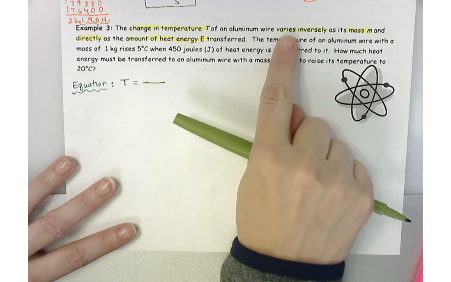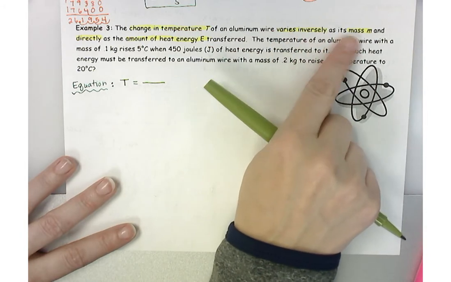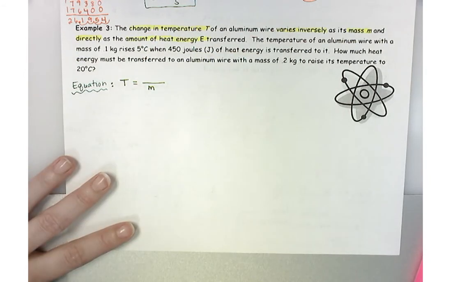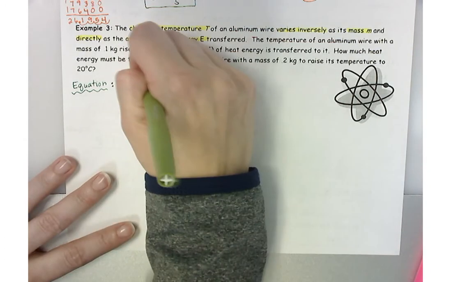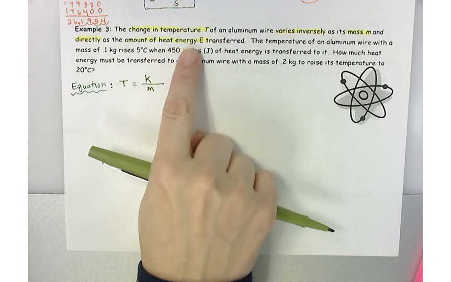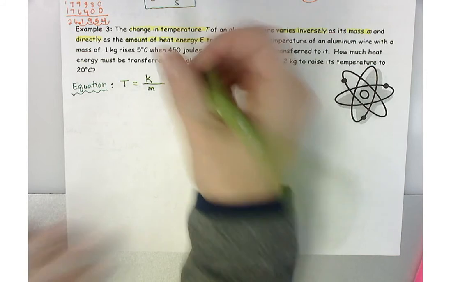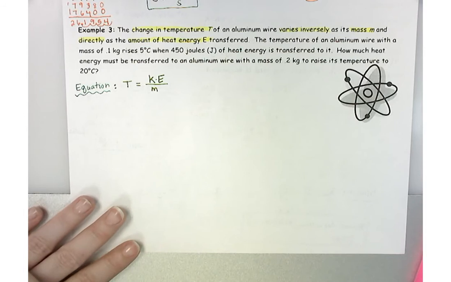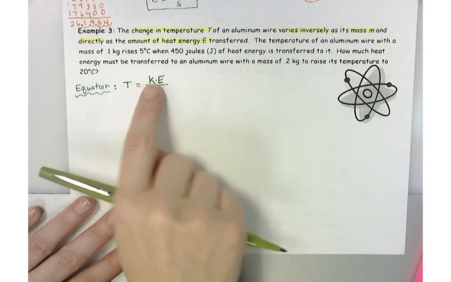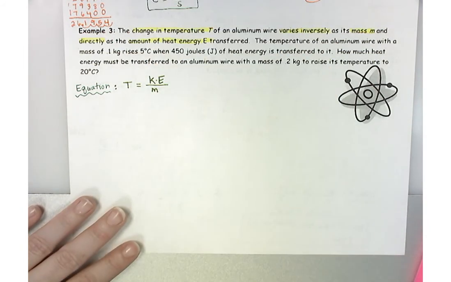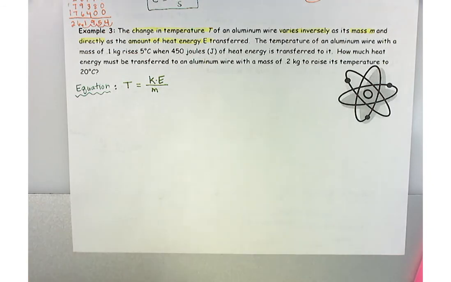All right, now it says the temperature of an aluminum wire with a mass of 1 kilogram rises 5 degrees Celsius when 450 joules of heat energy is transferred. Have you guys talked about joules in your science class yet? Okay, so joules is a way to measure your energy. So let's go ahead and categorize what we have. So the mass is 1 kilogram. Your temperature, 5 degrees Celsius, that's your change. And then your energy would be your 450 joules.